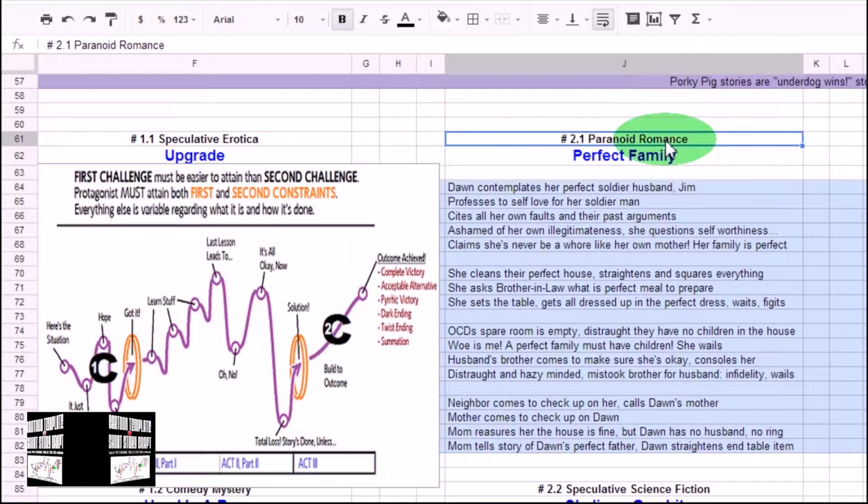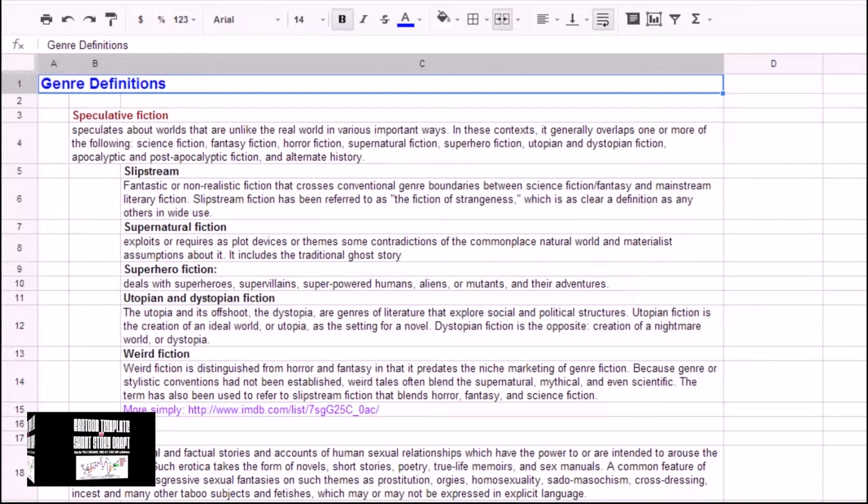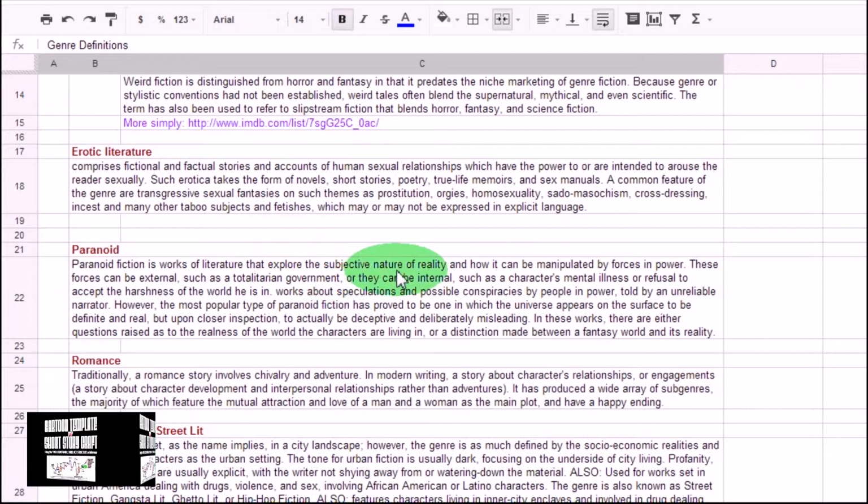Our first double genre was paranoid romance. I wasn't real clear on what paranoid was. So, let's see, paranoid fiction explores the subjective nature of reality and how it can be manipulated by forces and power. It can be external, such as a totalitarian government, or internal, such as mental illness or refusal to accept the harshness of reality. Conspiracies of power told by an unreliable narrator. However, the most popular type is where the universe appears on the surface to be definite and real, but upon closer inspection is deliberately misleading.